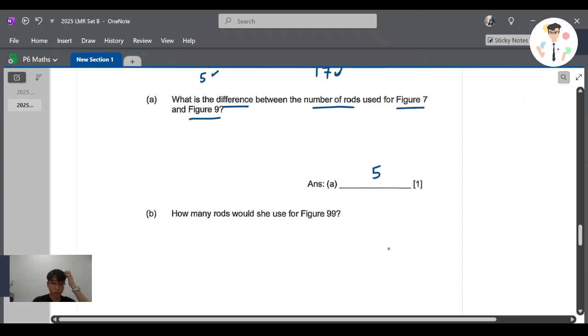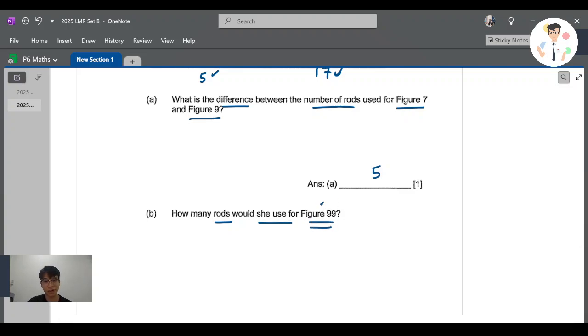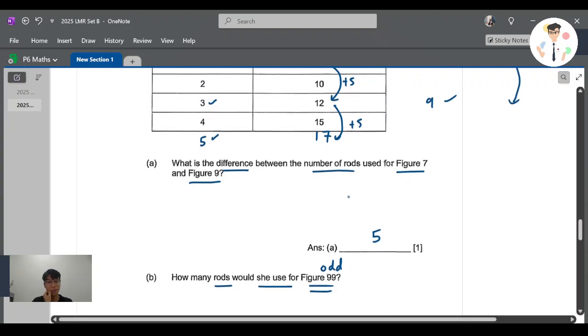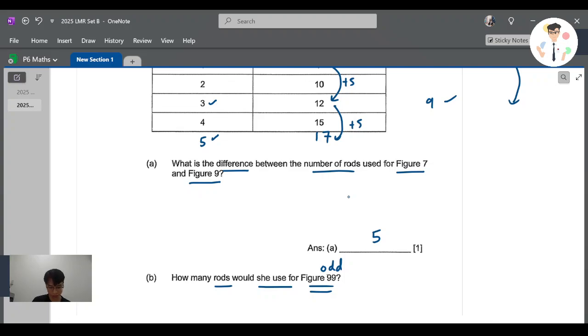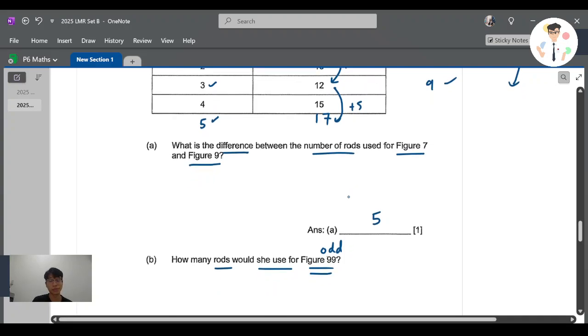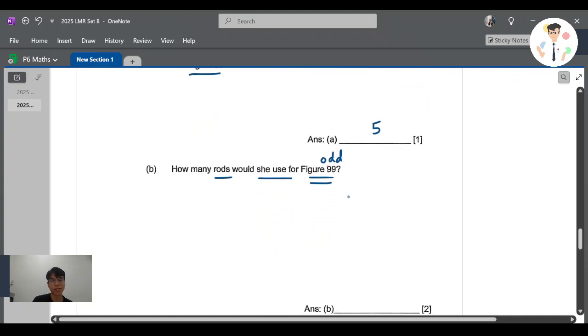Okay, next question. How many rods would she use for figure 99? 99 again is an odd number, and you know that odd numbers follow a plus 5 trend, right? But how many plus 5s would you need to have? That is something a bit confusing, so let's try to reason it out first.